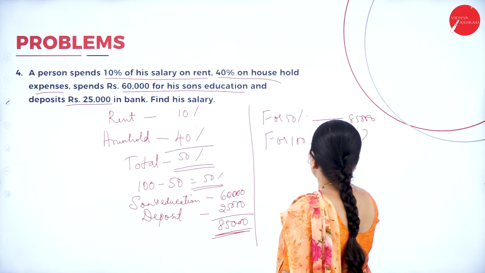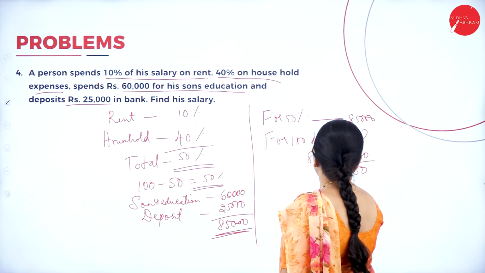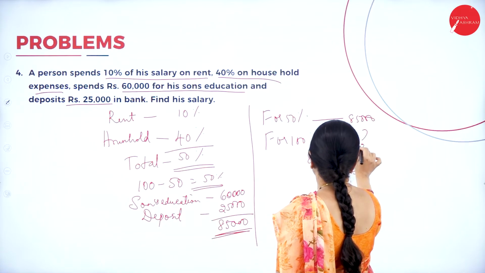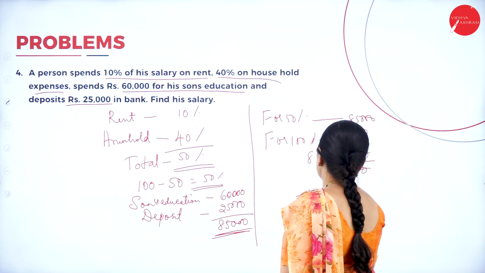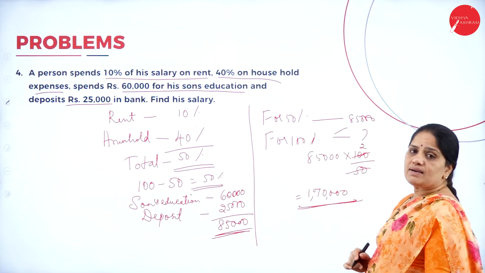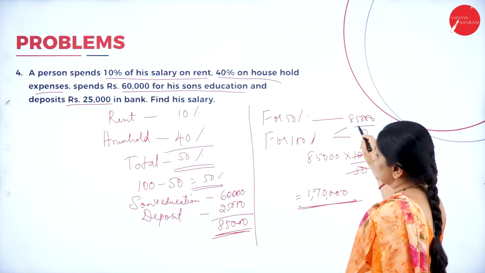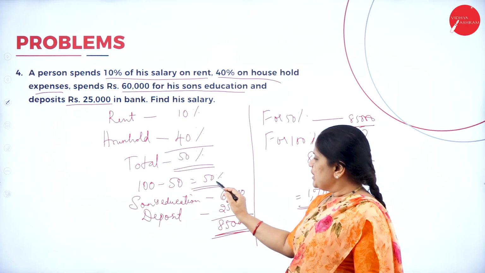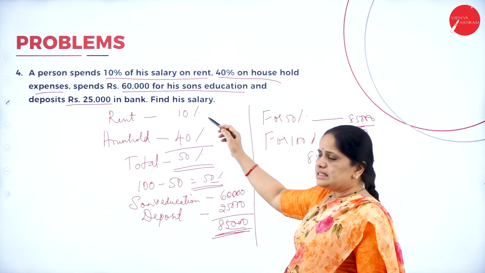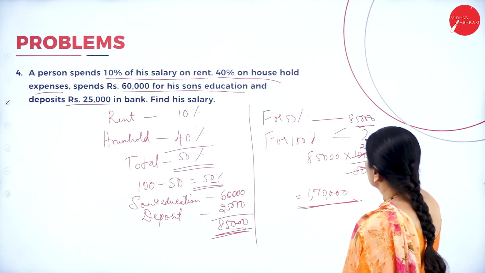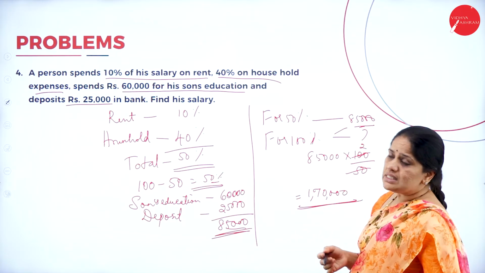For 100%, how much? So 85,000 into 100 by 50. So this will be 2, so this will be 1,70,000. So 1,70,000 is the answer. How did we get 85,000? Because we know that 50% of the salary is 85,000 here and the rest is given as percentage. So we do this. So we get 1,70,000. It is the total salary.